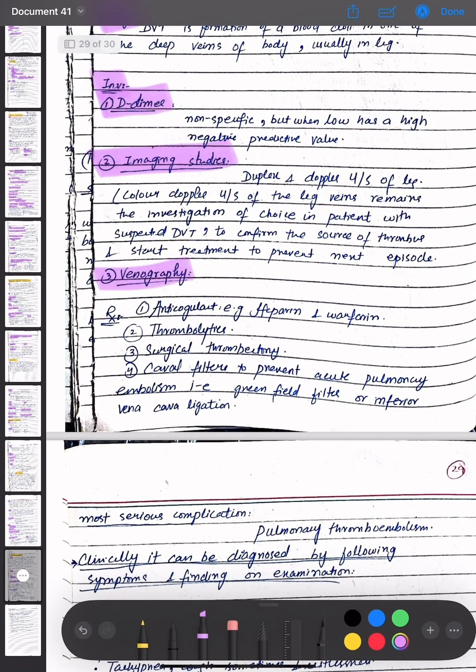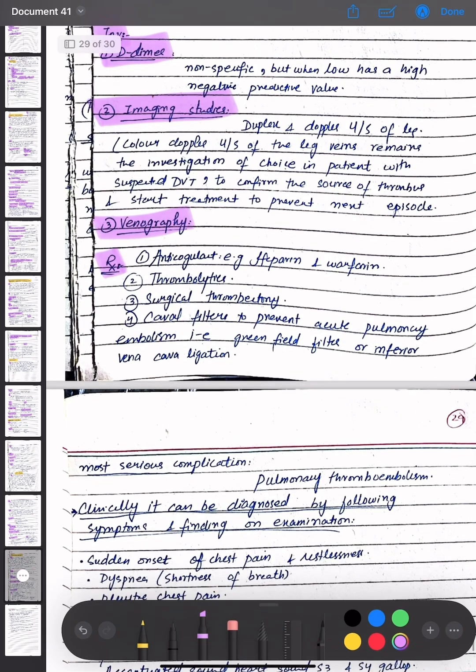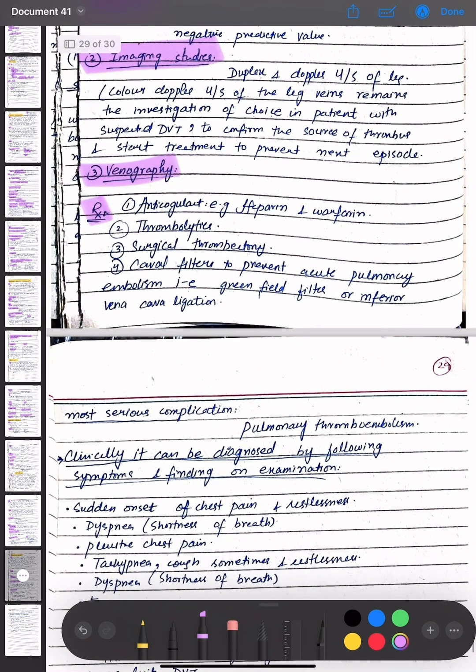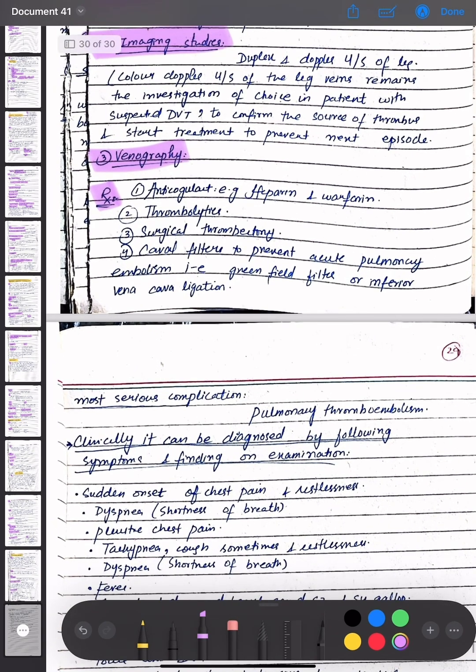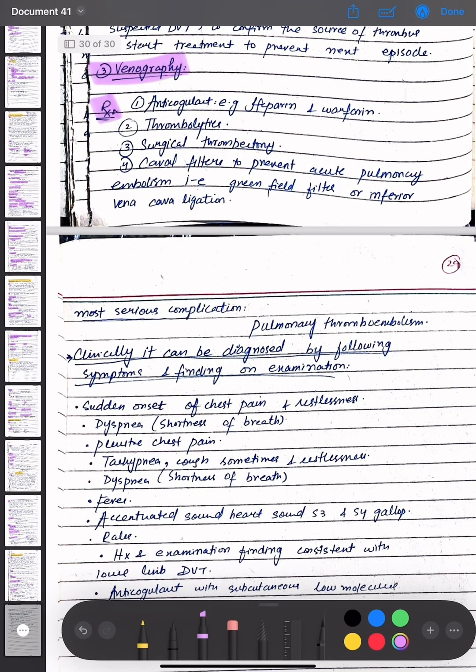Venography is done. The treatment options are anticoagulants, for example heparin and warfarin, thrombolytics, surgical thrombectomy, then caval filters to prevent acute pulmonary embolism, that is Greenfield filter or inferior vena cava ligation. The most serious complication is pulmonary thromboembolism.